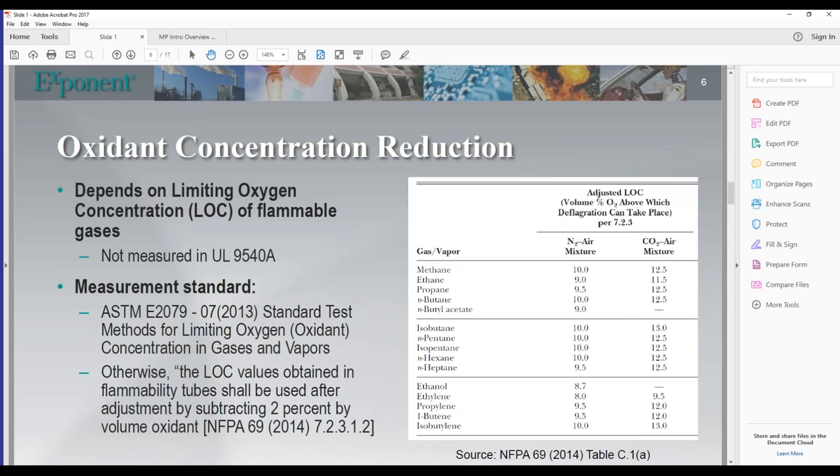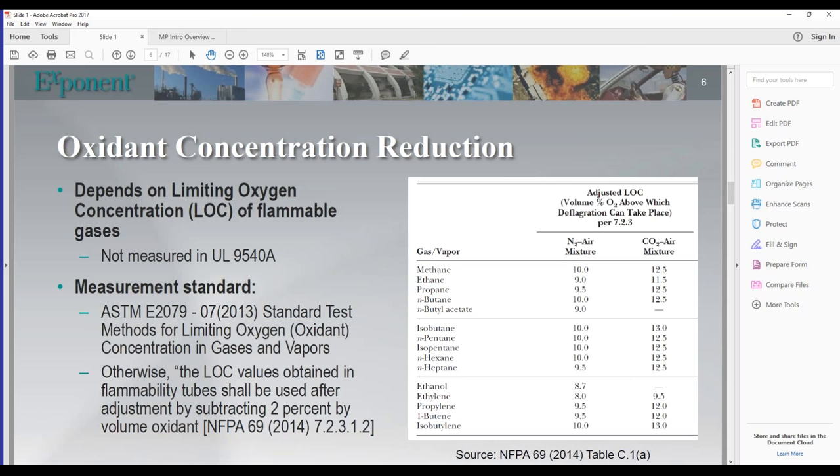So the first one is oxygen concentration reduction, which may or may not be feasible for certain designs. Basically, all you're doing is reducing the amount of oxygen where the gases are off-gassing. So if you can somehow blanket your batteries so that the off-gassing occurs in a reduced oxygen atmosphere, you would need to know the limiting oxygen concentration, or LOC, for that gas.